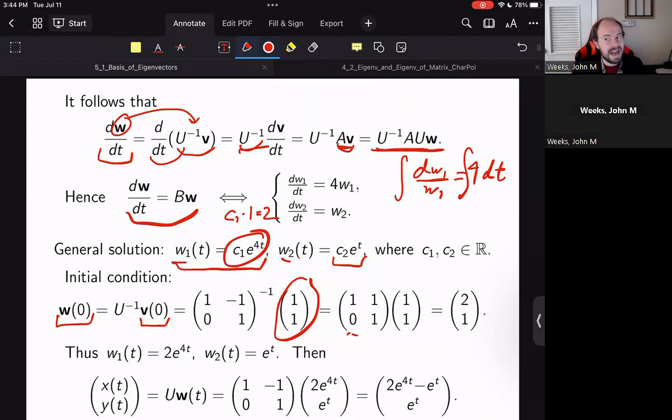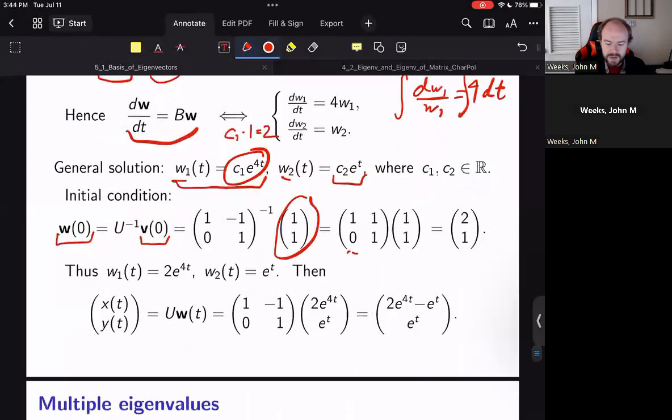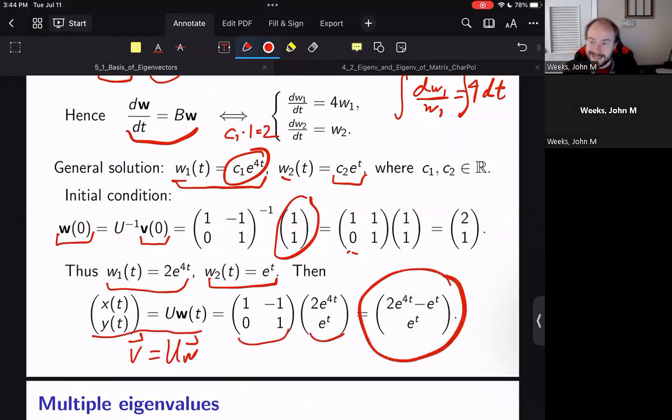So finally, I've got everything that I need, except I want to write it back in my original basis. I'm currently in my change of variables stage. So I'd like to write that back in terms of V, but remember that V is equal to U times W, which is this formula right here. So here's U, here's V, and writing it all together, that gets us our answer.